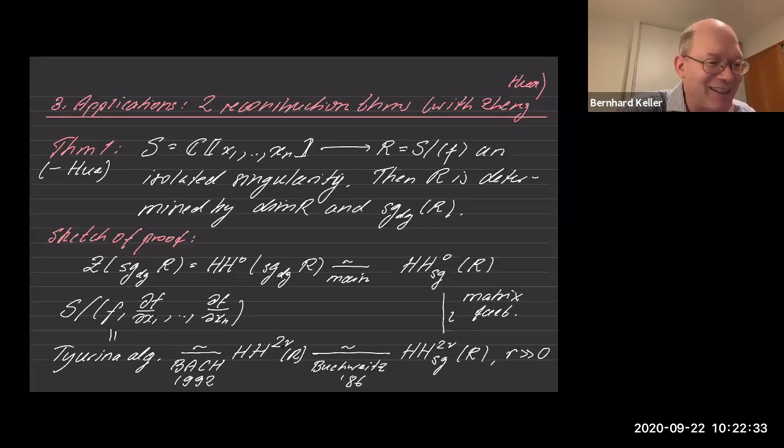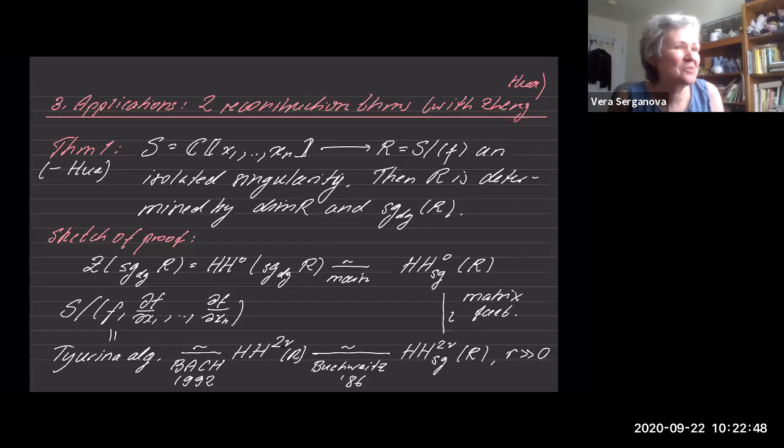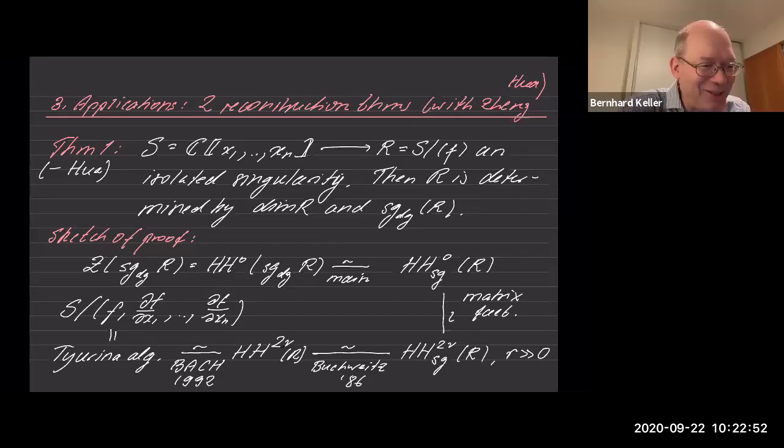So it does contain some information, and it turns out that it contains enough information to reconstruct the singularity, to reconstruct the algebra R up to isomorphism if we know the Krull dimension of this algebra. It's kind of amazing. Yeah, thank you. All the information is contained in the singularity category. Yes.